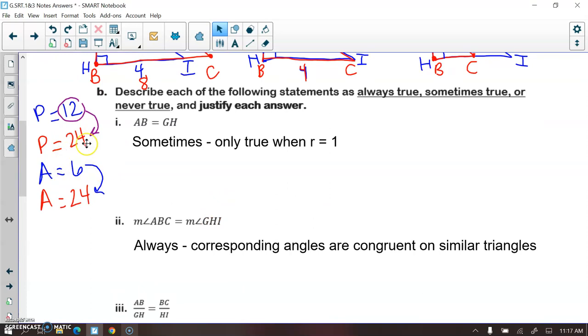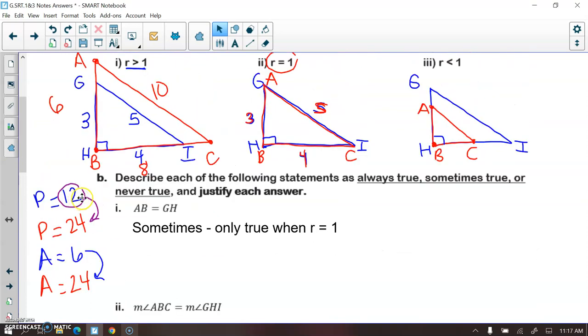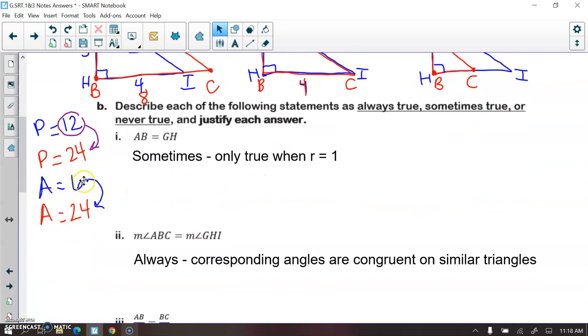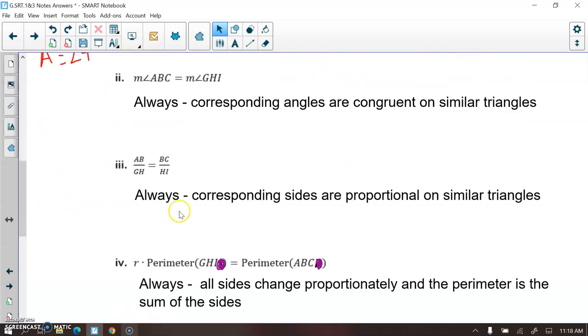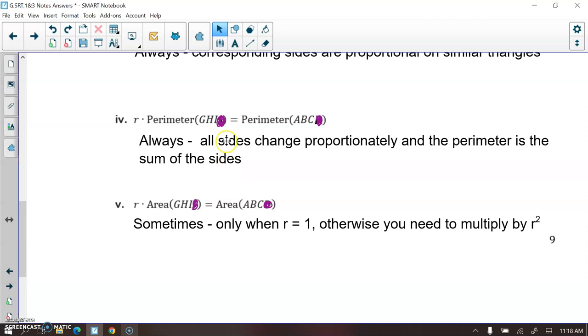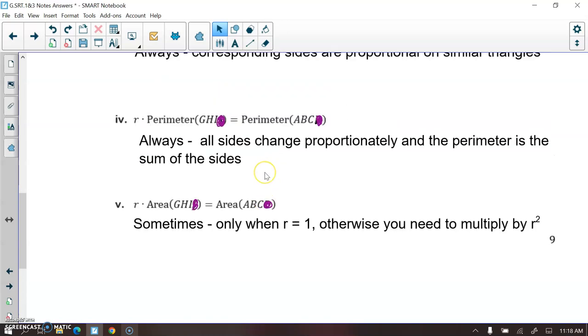For example, if I took the area of GHI here, which is 6, and multiplied it by R squared, 2 squared is 4. I get 6 times 4, which is 24. I do get the area of my second triangle. So when we do the perimeter times your scale factor, it equals the perimeter of your image. But here, the area times your scale factor squared equals the area of your image.